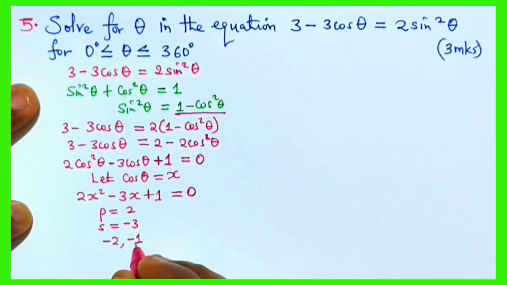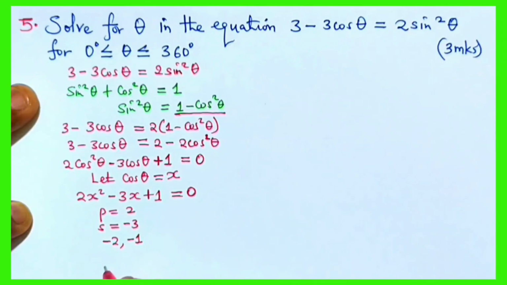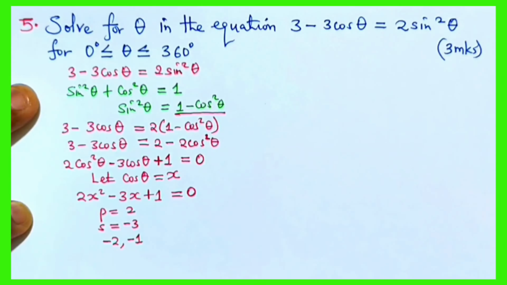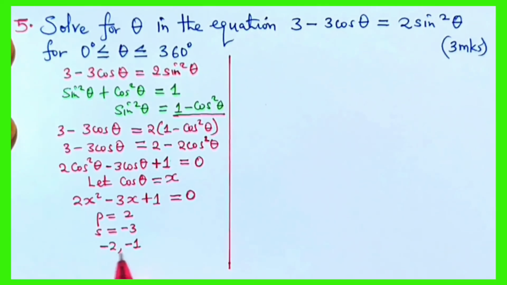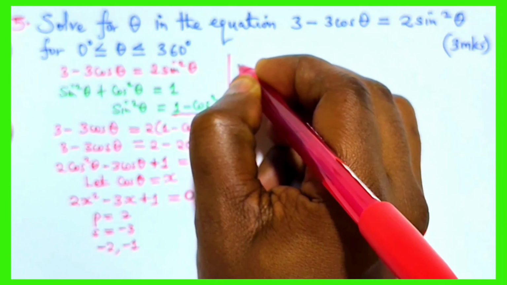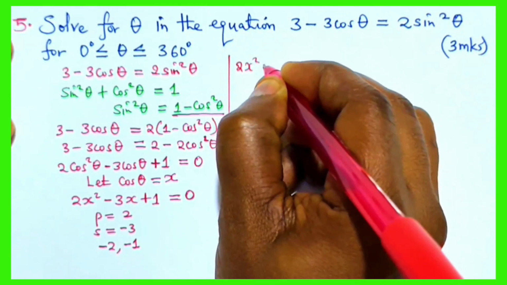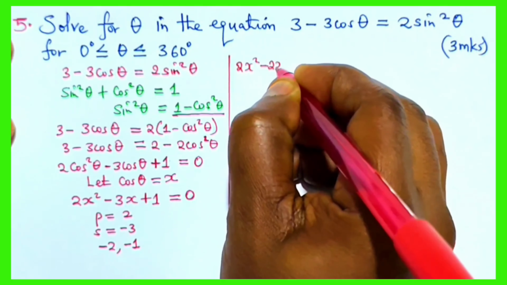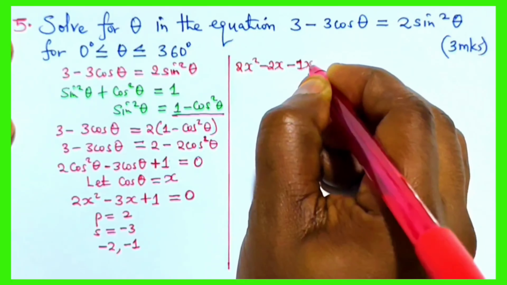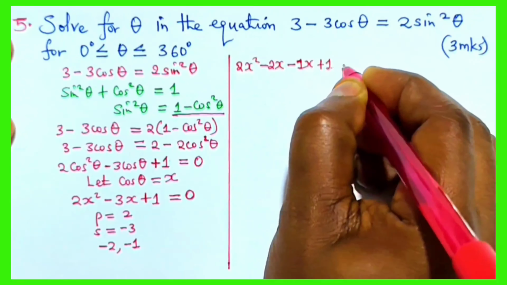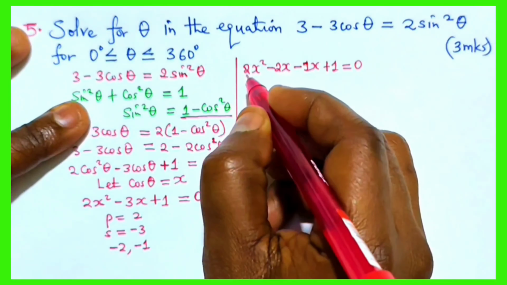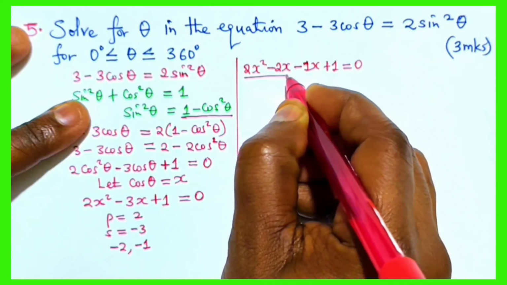When you multiply negative 2 times negative 1, it will give us 2, and yet negative 2 plus negative 1 will be equal to negative 3. And therefore, substituting these coefficients of x in the second term, you're going to end up having 2x squared minus 2x minus 1x plus 1 to be equal to 0.